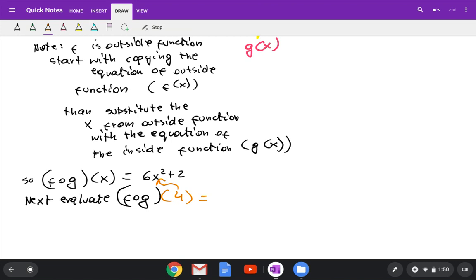So that will give us 6 times 4, and I follow the equation of f composed with g, squared plus 2. So where we used to have x, we plug in 4. So remember about order of operations, PEMDAS, so the exponent goes first. So we have 6 times 16 plus 2, and that will give us 98.